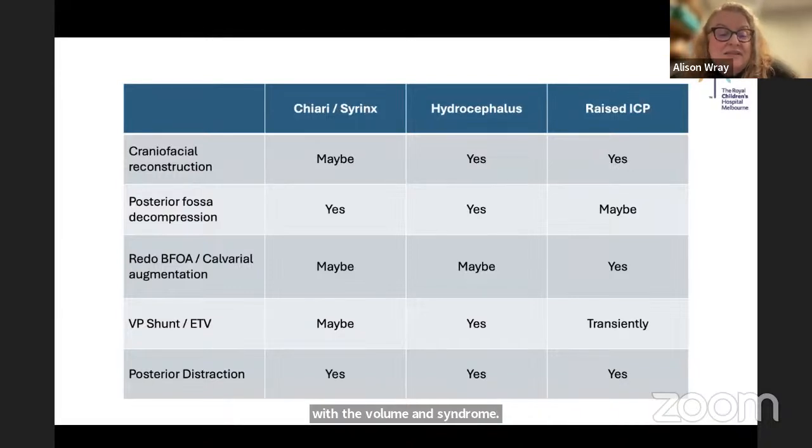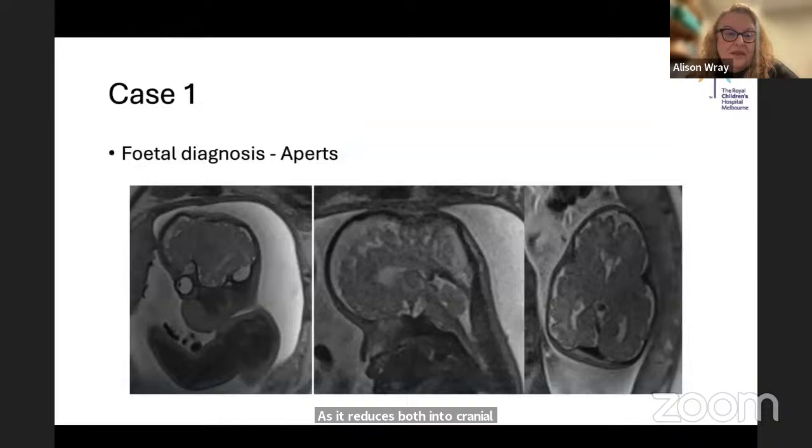So coming back to this table again, looking at what the effect of these different operations have on raised intracranial pressure. And again, posterior vault distraction comes out to be a very good operation for children with syndromic craniosynostosis, as it addresses both the raised intracranial pressure, hydrocephalus, and the Chiari.